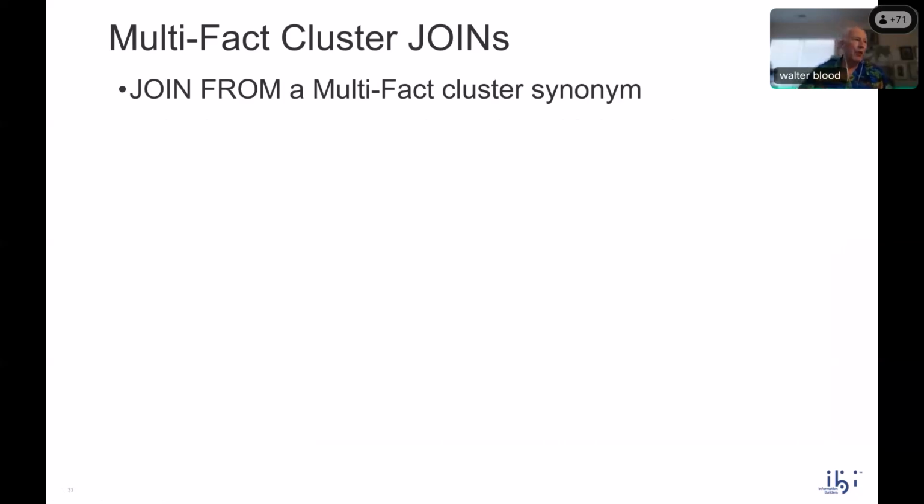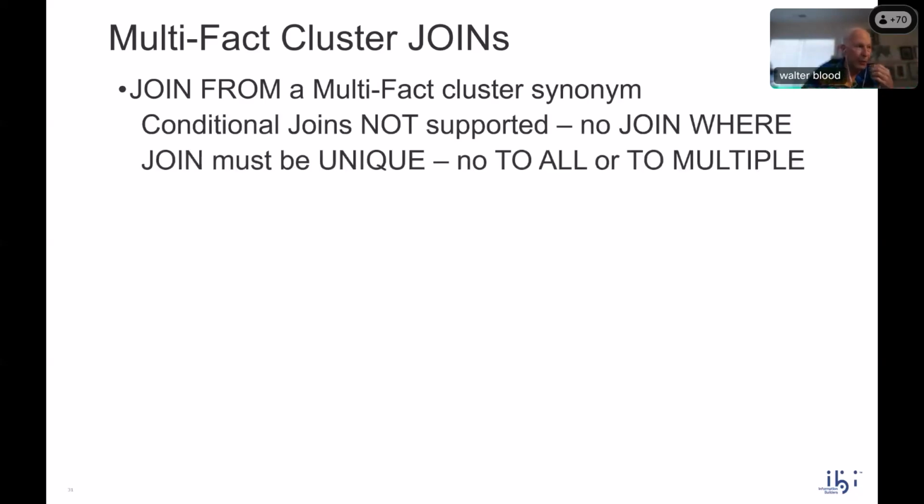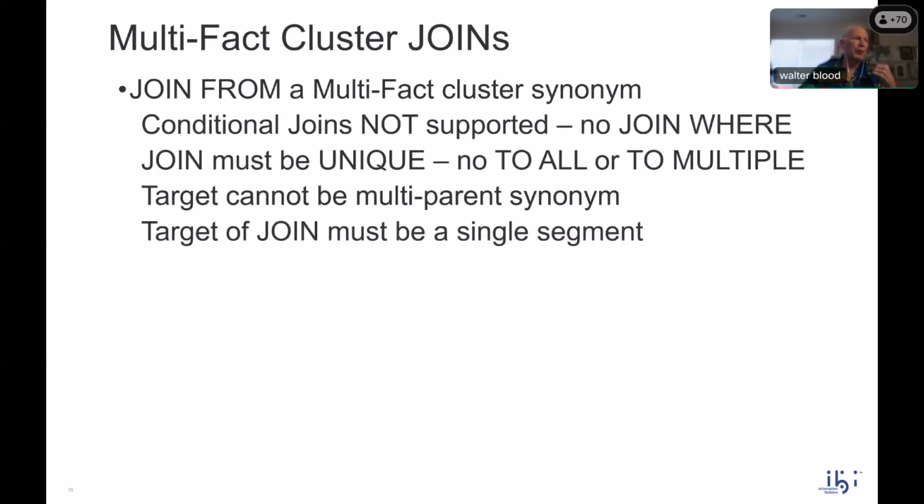Now, what about joining from a multi-fact cluster synonym? If I'm using that multi-fact table as a host, there are some things that we can't do. We can't do conditional joins based on that. In a little bit, I'll talk to you about what conditional joins are. The join has to be unique. We don't allow you to do multiples. The target cannot be another multi-parent synonym. So you can't go from multi-fact to multi-fact. That's not allowed. The target of the join has to be a single segment.